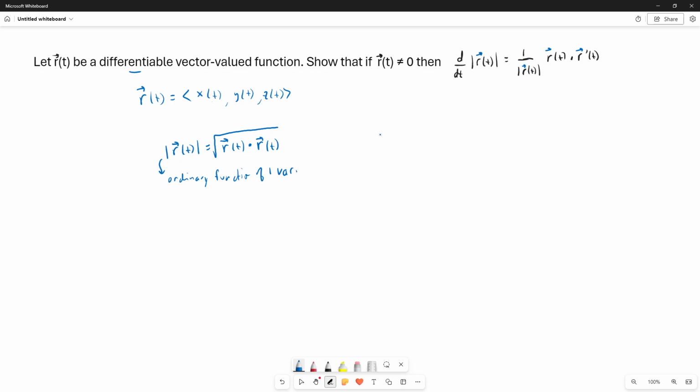And let's also recall the product rule. The derivative with respect to t of R1 of t dot R2 of t, the product rule for the dot product of two vector valued functions, is R1 prime dotted with R2 plus R1 dotted with R2 prime. So it's just like the ordinary product rule for real valued functions, except this is a dot product here and here.